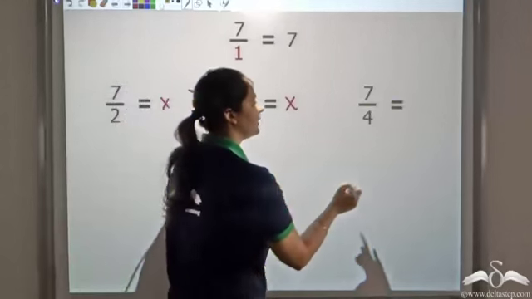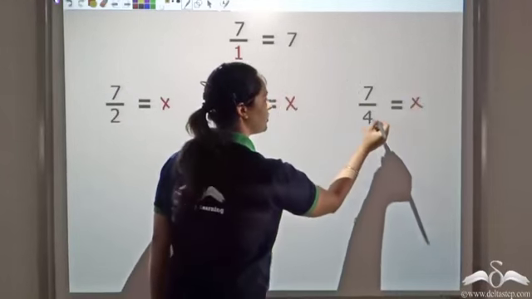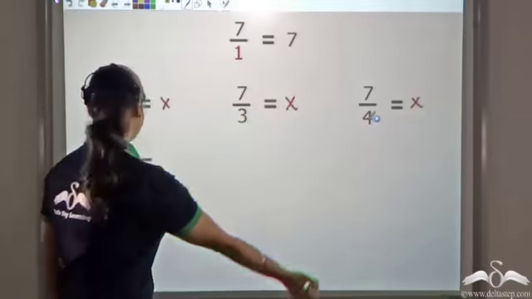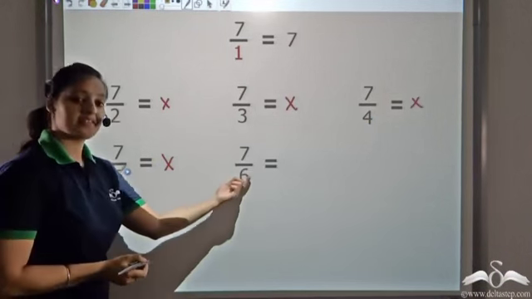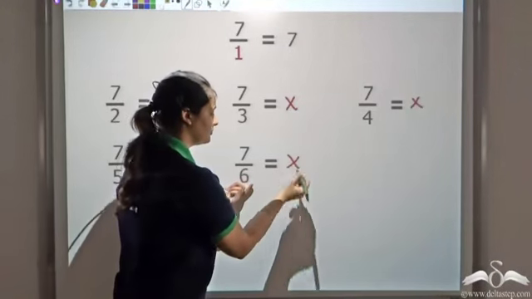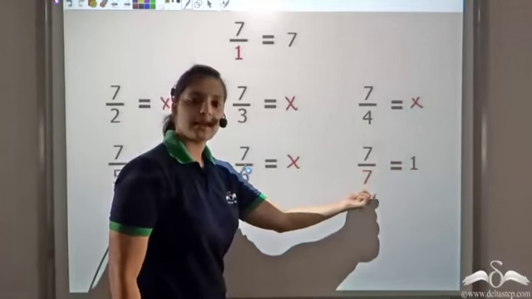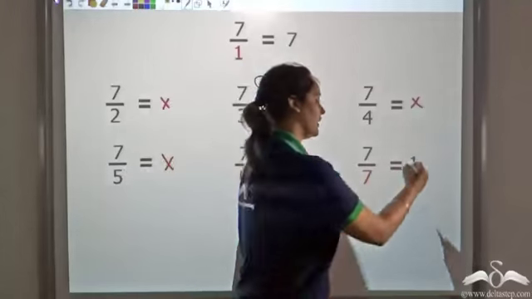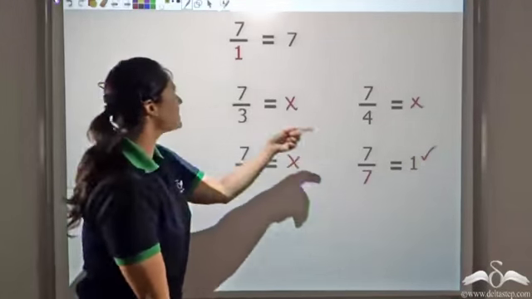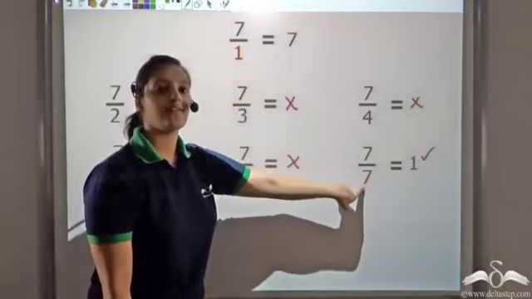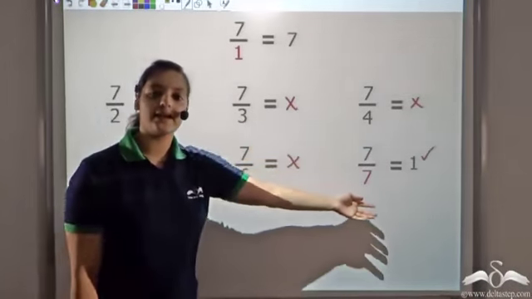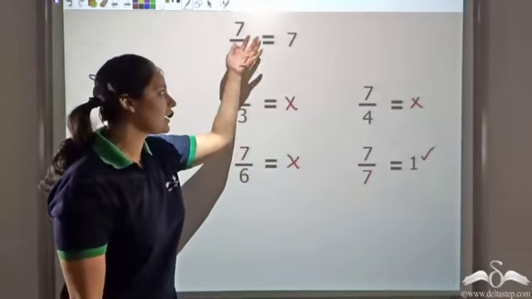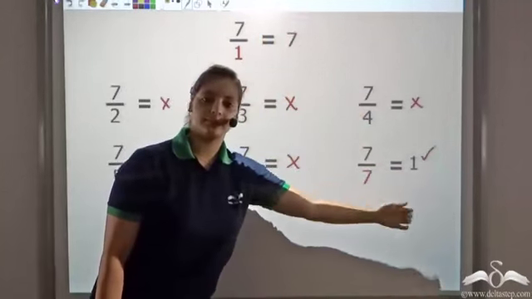Does not evenly divide. 7 by 4 also does not divide. 7 by 5 also does not. 7 by 6 also does not. 7 by 7 gives me 1. So again this does. So what I see is that only 1 and 7 are actually dividing the number 7. That is, they are evenly dividing the number 7. The result is a whole number again.